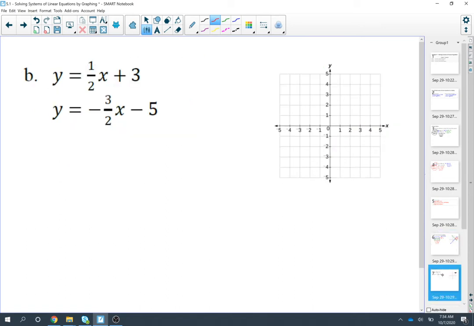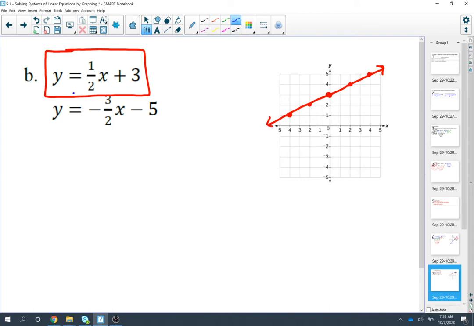Letter B, y equals 1/2 x plus 3 and y equals -3/2 x minus 5. Our first one, our y-intercept is 3. Our slope is 1/2. So rise 1, run 2, rise 1, run 2. We could go the other way, drop 1, back 2, drop 1, back 2, and then we can draw our line.